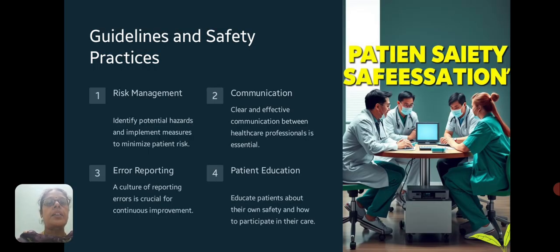The third one is error reporting. Here we need continuous improvement, and for that, reporting errors is very important. The fourth one is patient education. Educate patients about their safety and how to participate in their care and treatment.